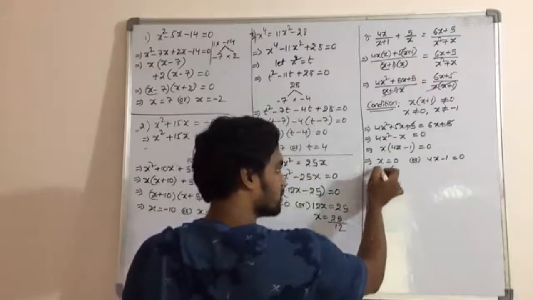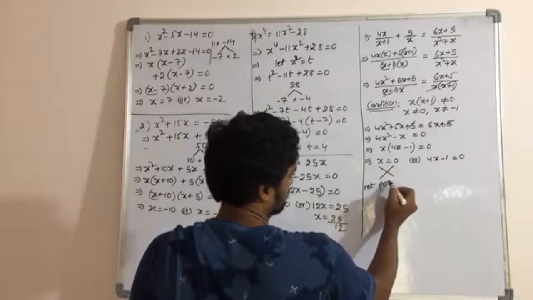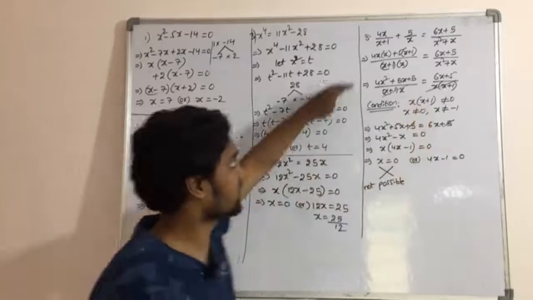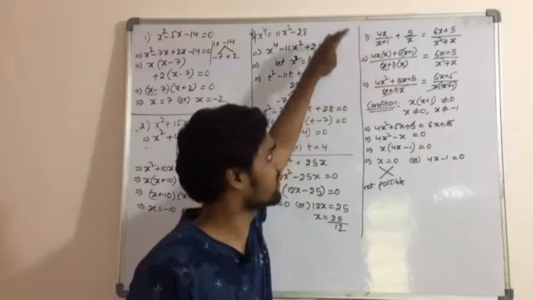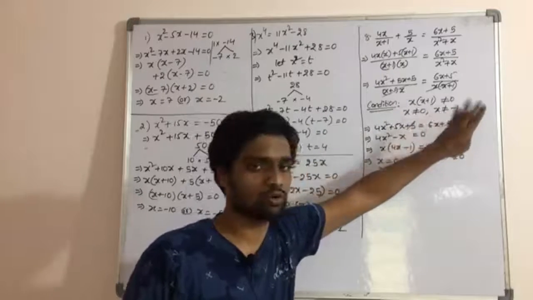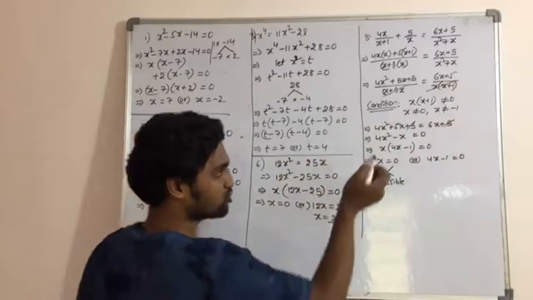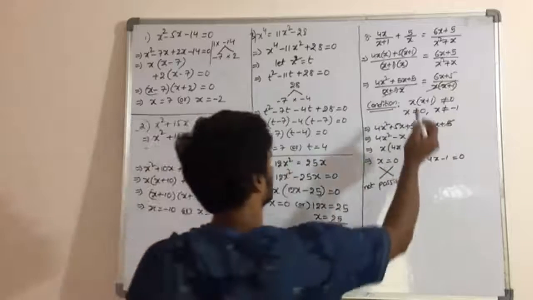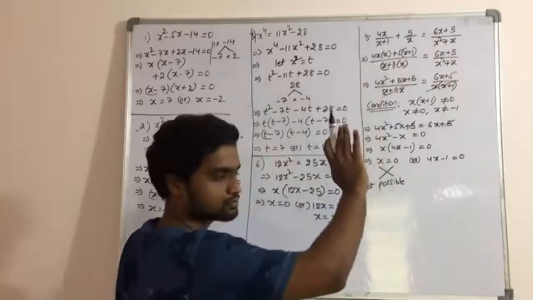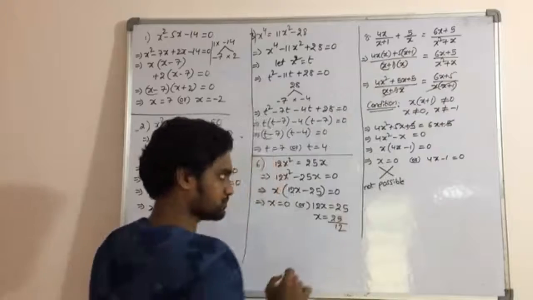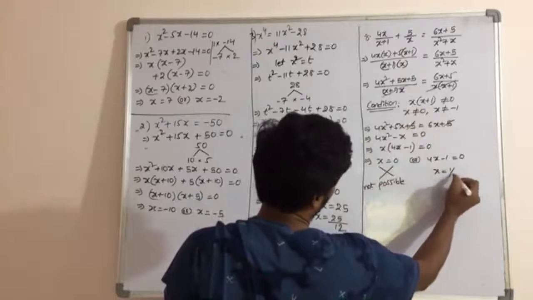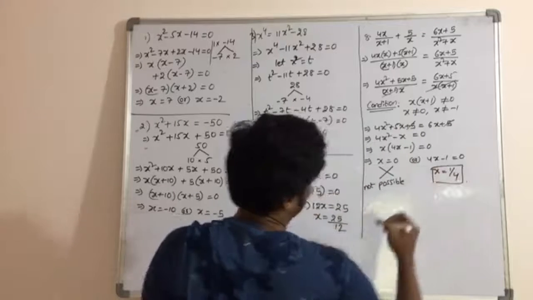Can x be equal to 0? No, not possible. What is the reason? Because in the condition, we got that, for this equation to be defined, the primary condition would be x not equal to 0 and x not equal to minus 1. So other than those two, for every other x value, this equation can be defined, but not satisfied. Now, not possible because x cannot be equal to 0. That is the reason. Now, from here, I'll get x is equal to 1 by 4.